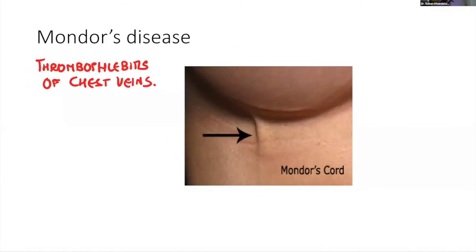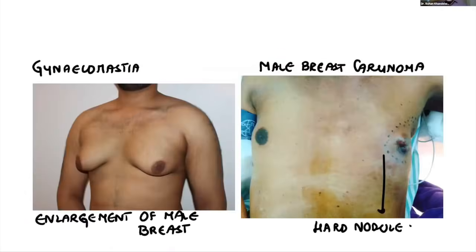Mondor's disease was also there in your exam, in the mid-year exam. Mondor's disease is thrombophlebitis of the chest veins. The most commonly involved vein is the lateral thoracic vein, that is Mondor's disease. Again, these two images have also been asked.